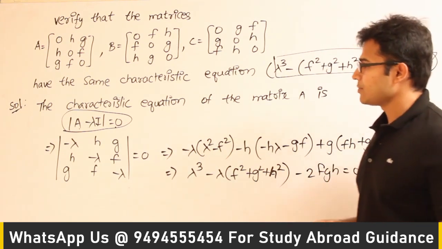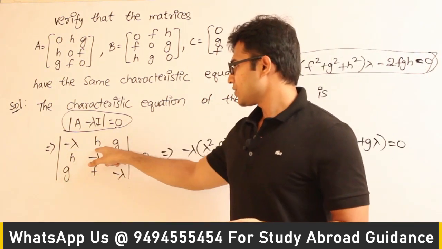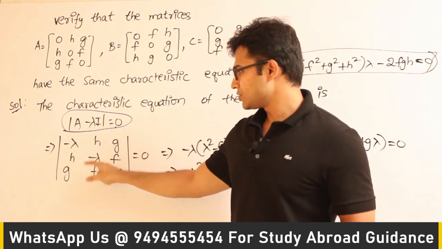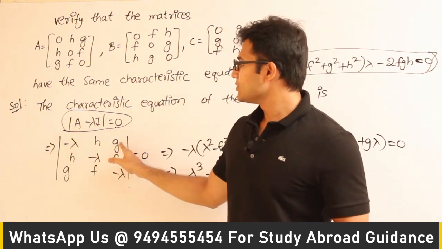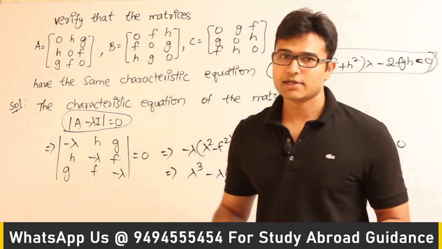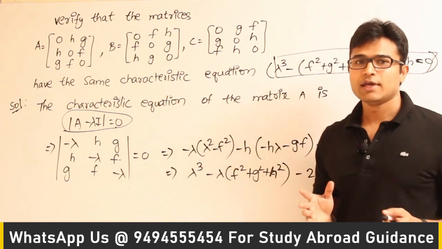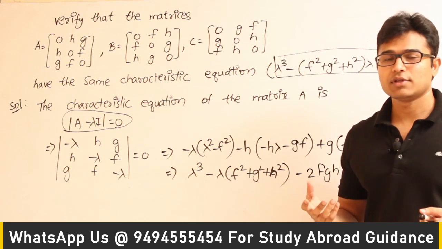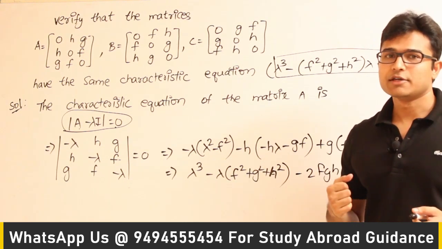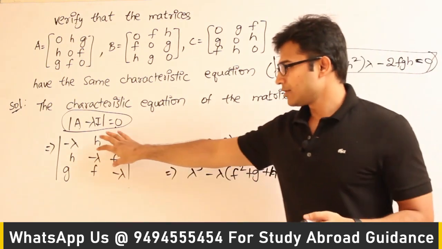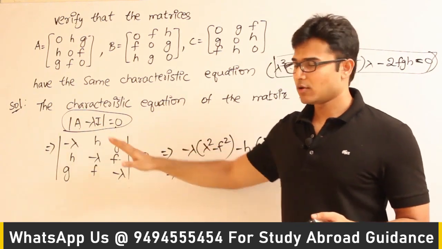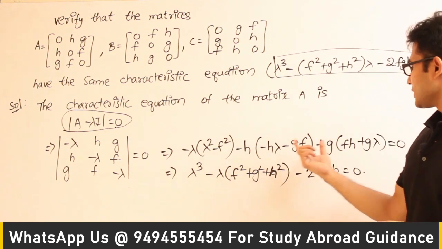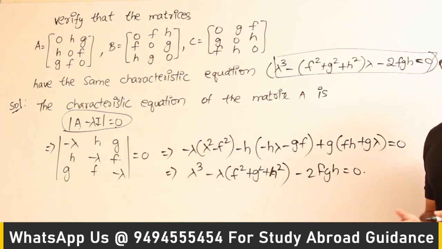So I have expanded it across the first row. So minus lambda into determinant of this, minus h into determinant of this, and g into determinant of this. That is what I did. I did not do anything new here. Everything is same. I just have taken the same matrix and I found out the determinant. Okay. So this is the matrix I got, A minus lambda I, and applied the normal determinant method. Then I got this determinant. So after that you have to equate it to 0. That is nothing but the characteristic equation.